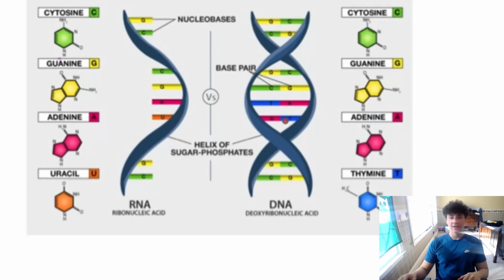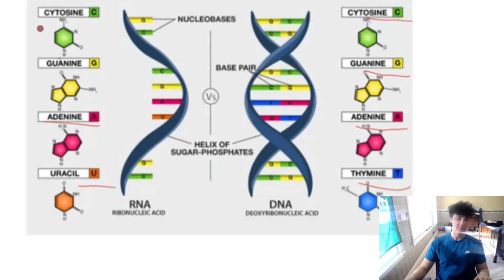All right, let's begin with the differences of DNA and RNA. So as you can see here, the sugar in RNA is ribose. Now in DNA, it's deoxyribonucleic acid, which just means that there's one less oxygen than in the ribose sugar. So the base sugar is going to be ribose in RNA and deoxyribose in DNA. In DNA, the bases are A, T, C, and G, whereas in RNA, it's going to be A, U instead of T, and then C and G.